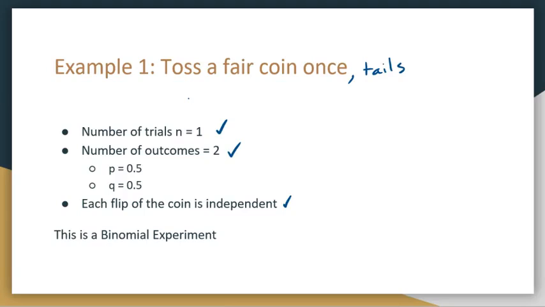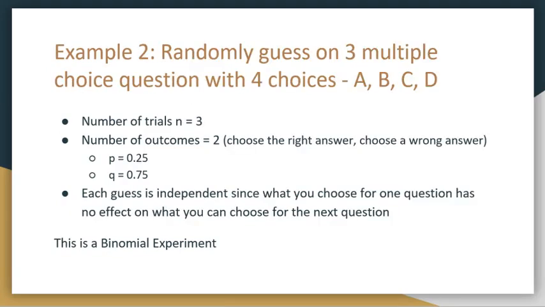Okay. Look at a second example. We're going to have three multiple choice questions. Each question has 4 choices, A, B, C, or D, and we're just going to randomly guess and see if we can get the right answer. Okay, so we'll go through our 3 requirements. Number of trials, n equals 3. We know that there's 3 questions that we're guessing on. Number of outcomes, 2. Even though there's choices A, B, C, D, there's a right answer and a wrong answer. So there's only 2 outcomes.